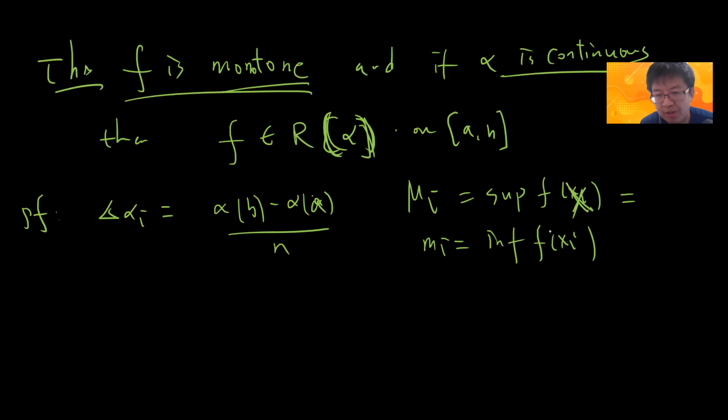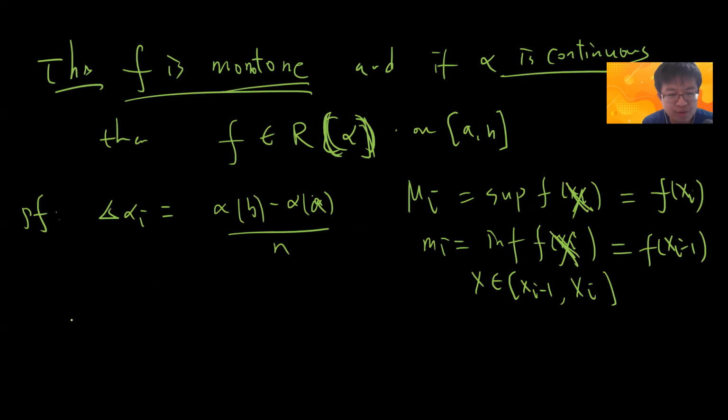Right, so by the previous property of monotone functions, x is between x_{i-1} and x_i, right? So by the property of monotonicity, the maximum will be at the right endpoint. So let's suppose that f is increasing. So this guy is just f(x_i), and this guy is f(x_{i-1}), right? Simple enough. So what is your upper sum minus lower sum for this kind of partition, right?